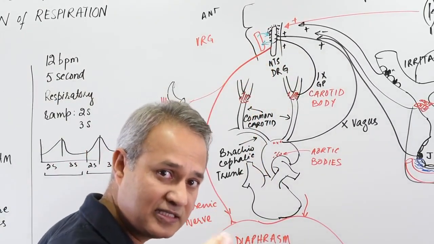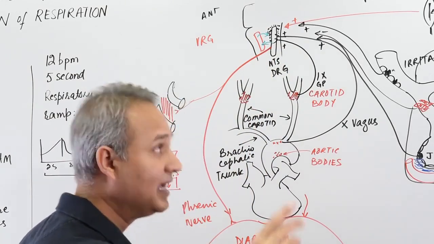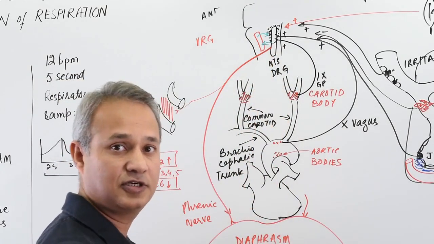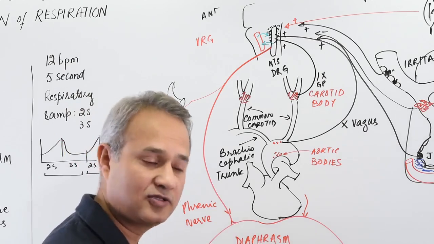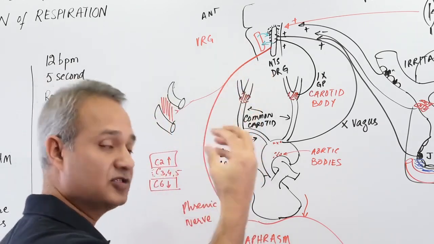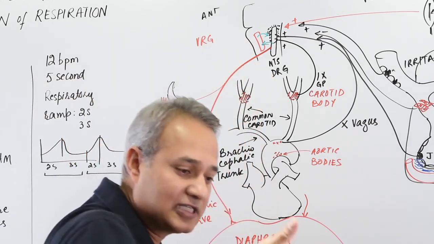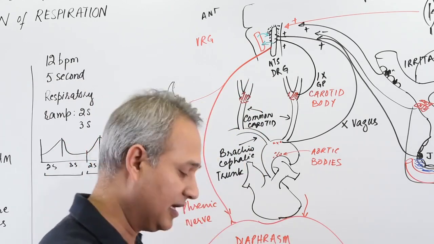So the automaticity of the ventral respiratory group is under the control of the dorsal respiratory group. So it works with that. If dorsal is inspiring, then the ventral is also inspiring. If dorsal is expiring, then the ventral is also expiring.